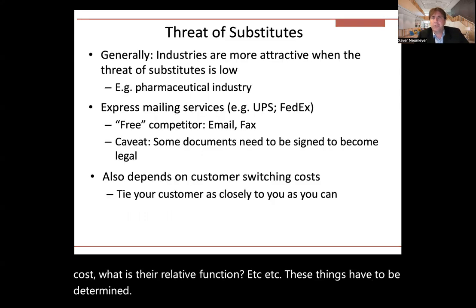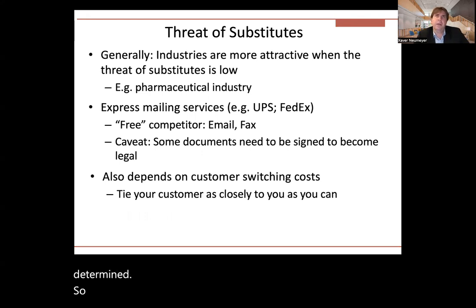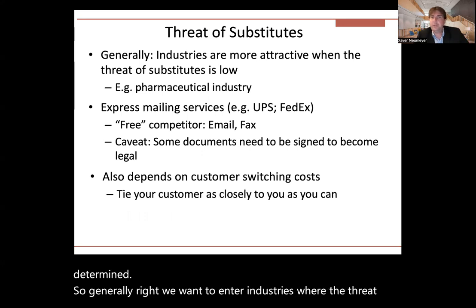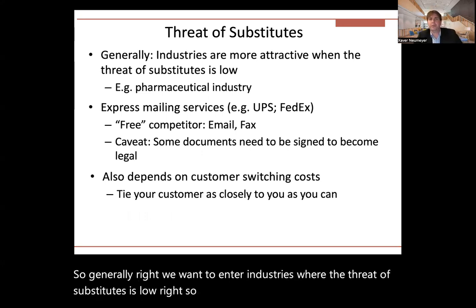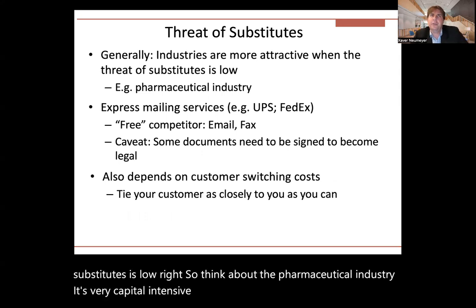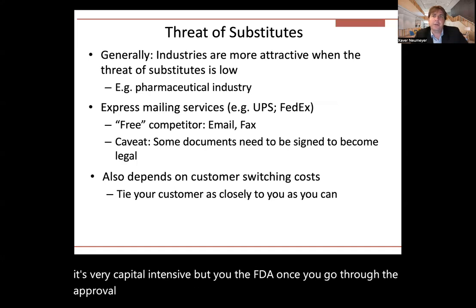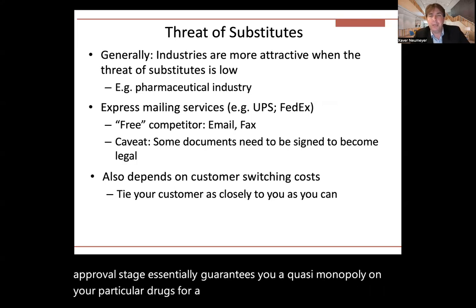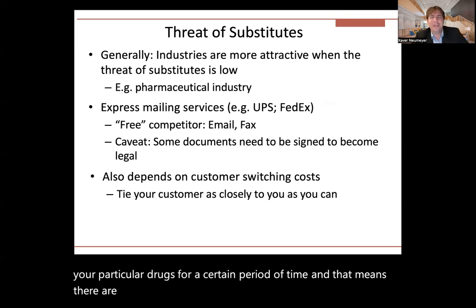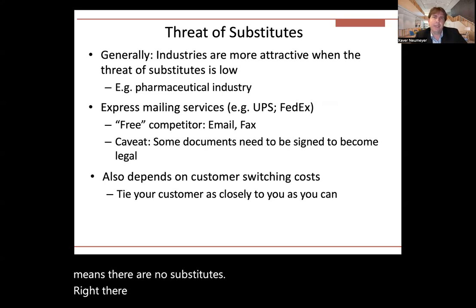So generally, right, we want to enter industries where the threat of substitutes is low, right? So think about the pharmaceutical industry. It's very capital intensive, but the FDA, once you go through the approval stage, essentially guarantees you a quasi-monopoly on your particular drugs for a certain period of time. And that means there are no substitutes, right? They're legally forbidden to do that.